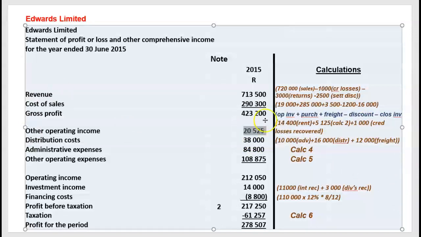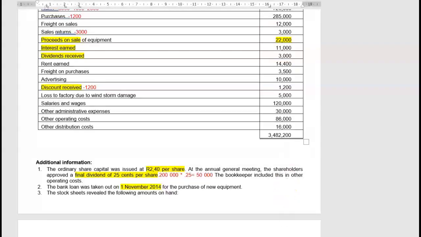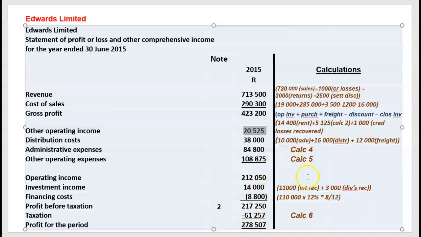Distribution costs. Advertising costs, 10,000 rand, clearly a selling and distribution cost. Freight on sales, 12,000 rand, clearly a selling and distribution cost. So we have to add that, and then other distribution cost was 16,000. So that was the sum total of all our distribution costs, which is 38,000.